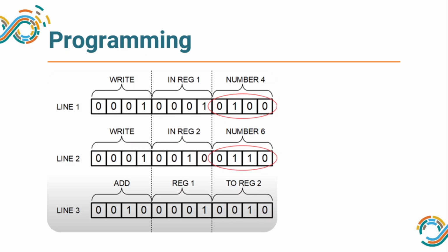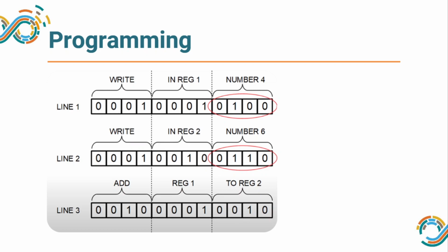The next 4 bits show the address of the register where we are going to write it. So the location is 0001. And the last 4 bits tell us the value which will be written in that particular register. That value is 4, which is 0100. Line number 2, again starting with the same first 4 bits, so it is again writing something but at a different location. Location is 0010 and a different number, which is 0110, meaning 6.